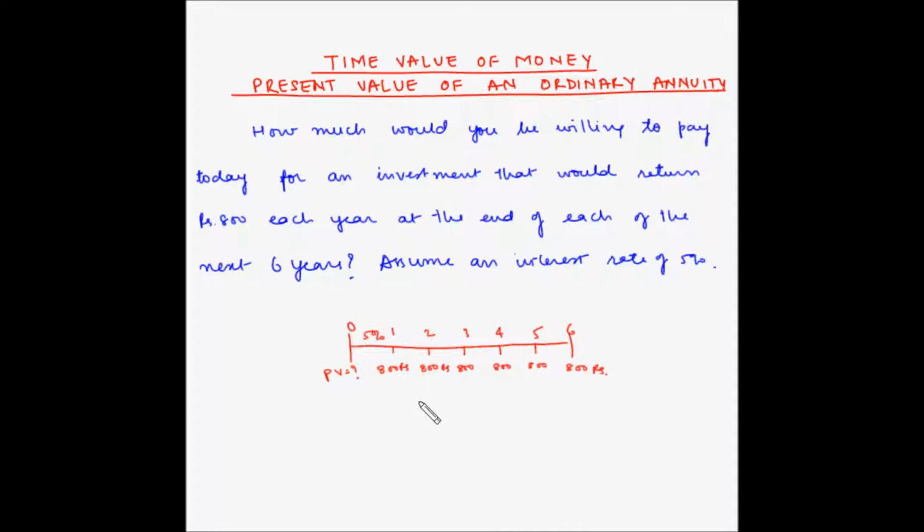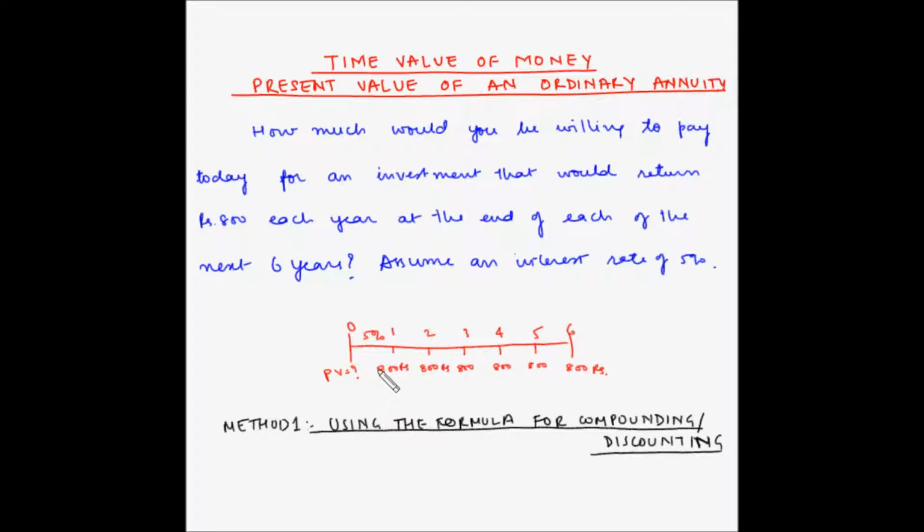So this is a case of an ordinary annuity where we are getting paid 800 rupees at the end of each of the next 6 years. And now we want to find out the present value of this ordinary annuity. So let us look at the first method of solving this problem, which is to use the formula for compounding or discounting.